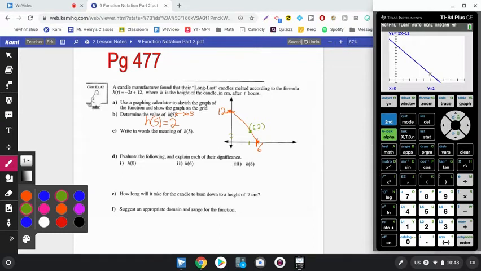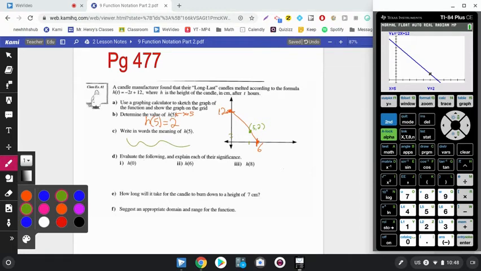It says write in words the meaning of h of 5. Well, my input was 5. That was hours. So 5 hours have gone by, and my output is supposed to be height. So what it says is after 5 hours of burning this candle, it would have a height of 2 centimeters. I won't write that down. I said it out loud. After 5 hours of burning, this candle has a height of 2 centimeters.